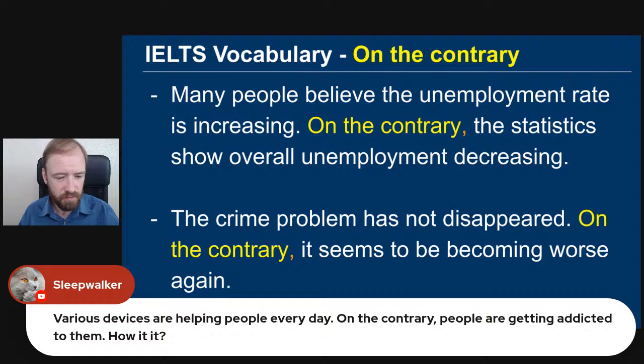Various devices are helping people every day. On the contrary, yeah, that's a little more of how we would use on the contrary. So these things are good, but on the contrary, no, these things are bad. So, but what would work better, and Sleepwalker, you're going to hate me, is in contrast. In contrast would work better here.